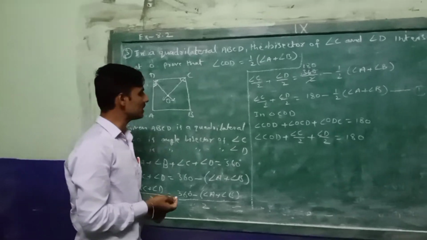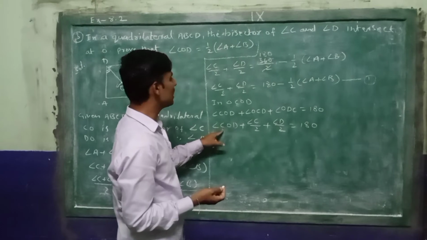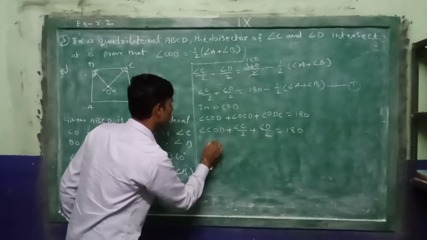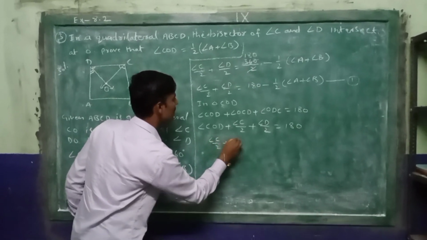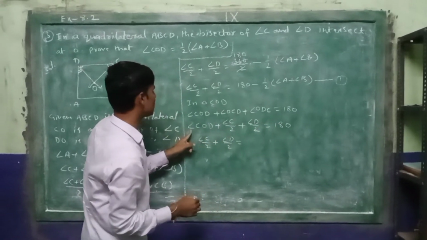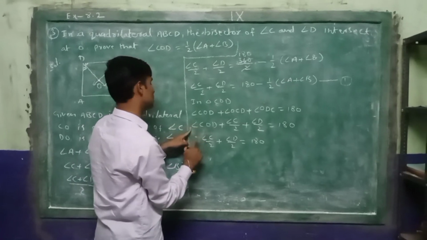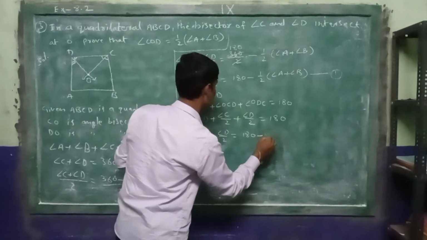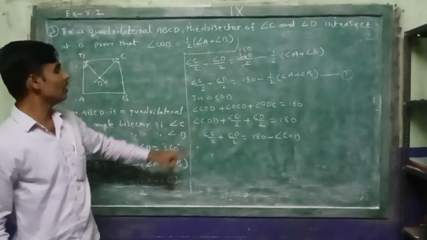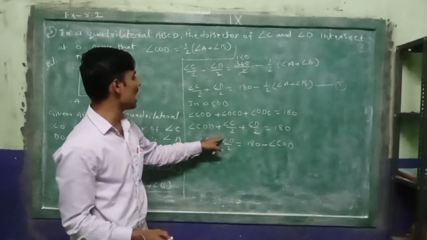Okay. Now see, we can write this one. Here angle COD, you transpose that side. Angle C by 2 plus angle D by 2 equals, I am transposing to that side, 180 plus angle COD. That side means it becomes minus into angle COD.